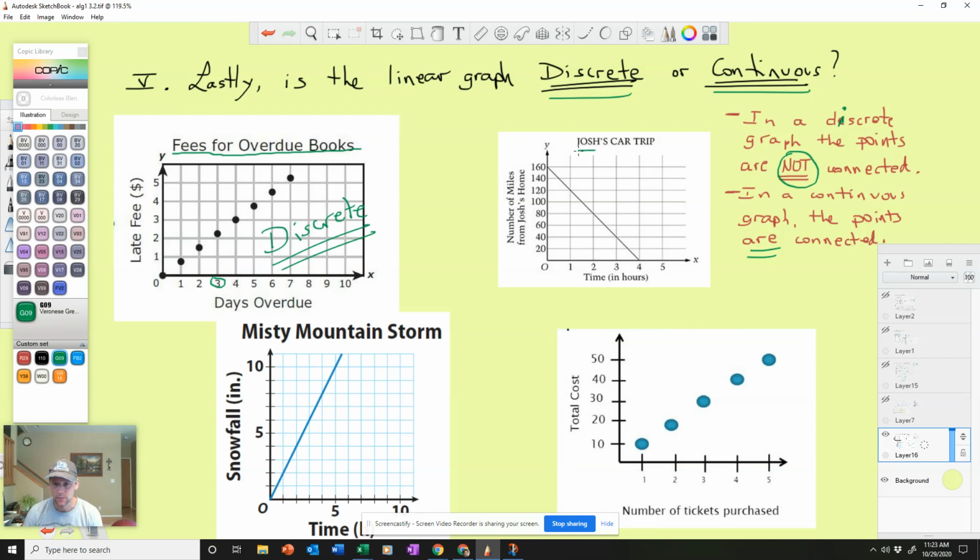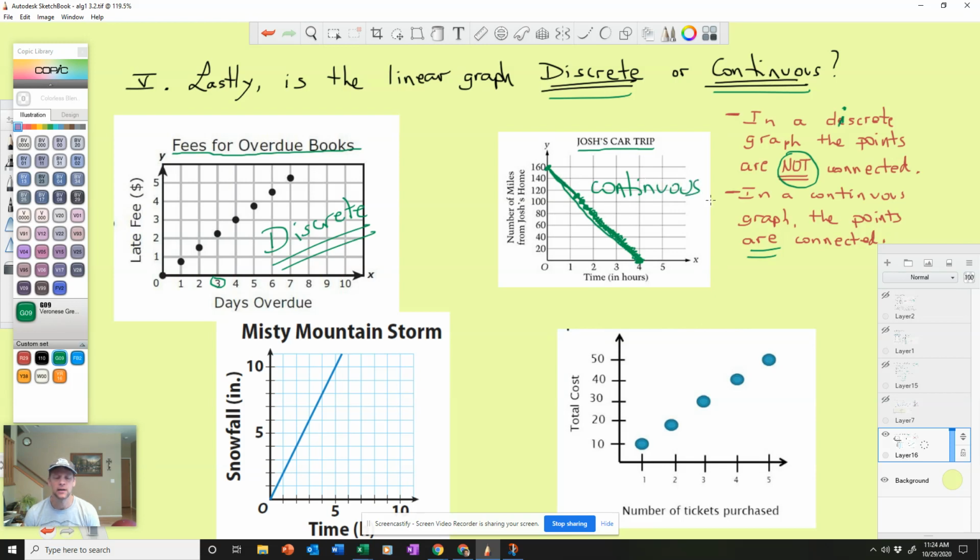Let's take a look at Josh's car trip. He started at 160 miles from home, and then he drove at a regular rate. And after 4 hours, he was home. So here's the question. Can you drive for an hour and a half? Sure you can. Can you drive for an hour and a quarter? Of course you can. And if you drive for an hour and a half, could you drive 100.3 miles? Sure you could. So the point is that in this graph, there are an infinite number of points and they're all connected. And because of that, we're going to end up getting a line that's all connected, and that's called a continuous graph.